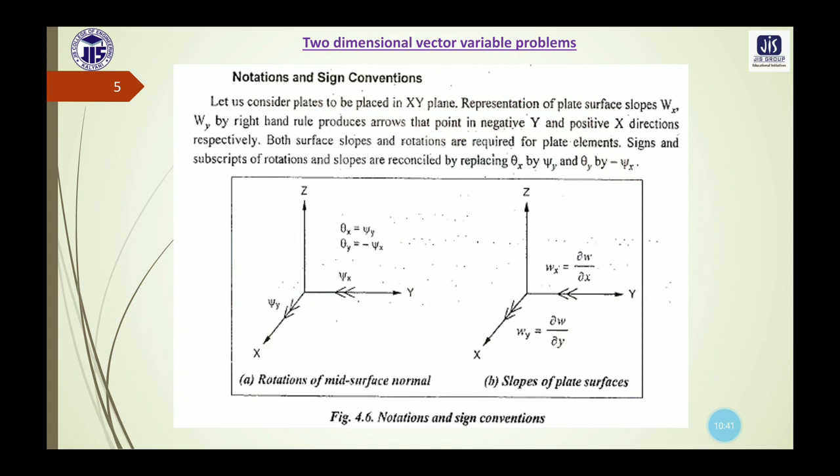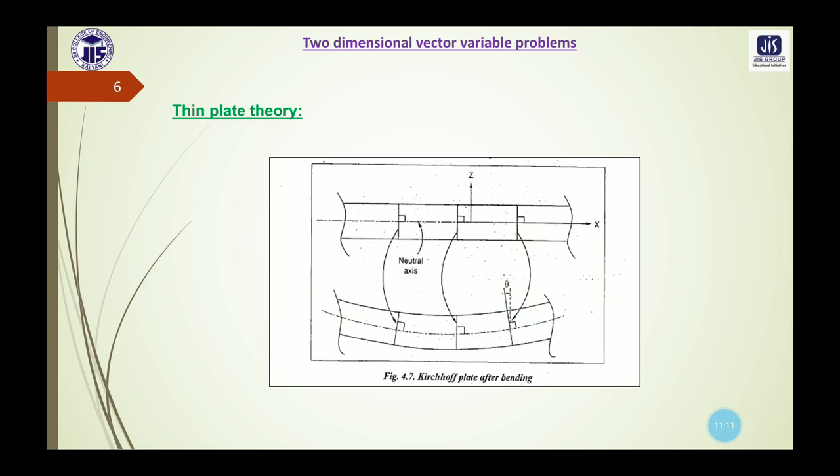In this diagram we can see the rotations of the mid surface normal, where theta x is psi y and theta y is minus psi x. In case of the slopes of plate surfaces, Wx is del W del x and Wy is del W del y. So these are the notations and sign conventions used in plate theory. Let us move to the next slide, where we will discuss the thin plate theory in detail.